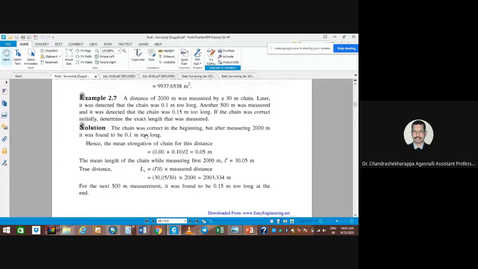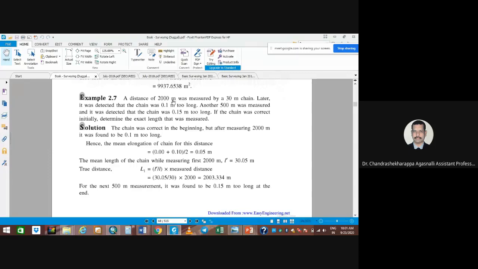So we have the formulas here. The chain was correct in the beginning, but after 2000 meters of measurement, it was going to be 0.1 meter long. Hence, the mean elongation of the chain is (0.00 + 0.10)/2, which equals 0.05 meter. The mean length of the chain while measuring the first 2000 meters is L' = 30.05 meters. When you add this elongation, that is what this is. And the true distance is L1 = (L'/L) × measured distance.